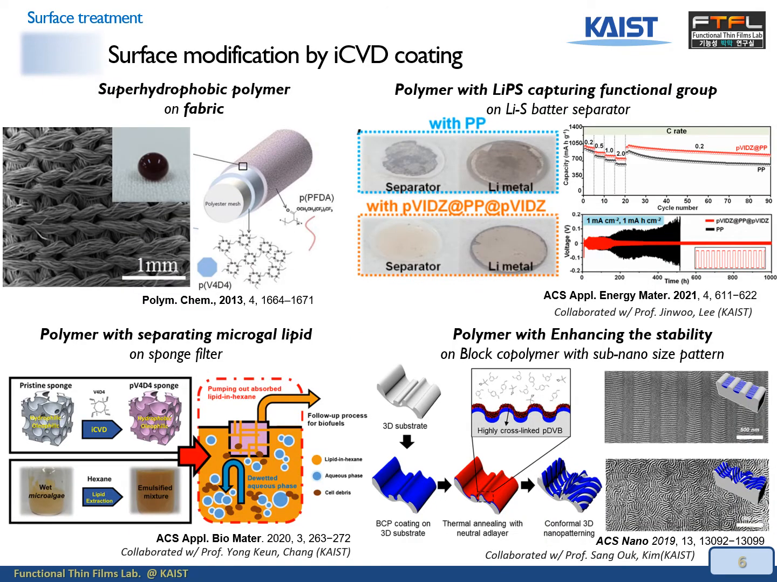Surface modification via the iCVD process is also a major topic of our lab. It can control hydrophobicity by depositing thin films onto fabric and sponge, and can also enhance the stability of a lithium-sulfur battery separator by an amine-based polymer film. Moreover, it can be used as a reflow blocking layer while block polymer is under the annealing process by using a thermally stable monomer such as DVB.